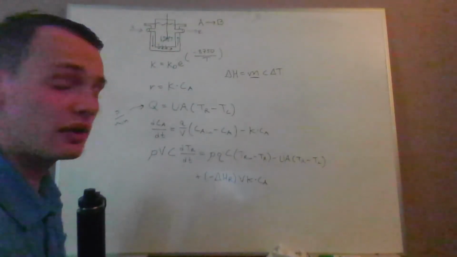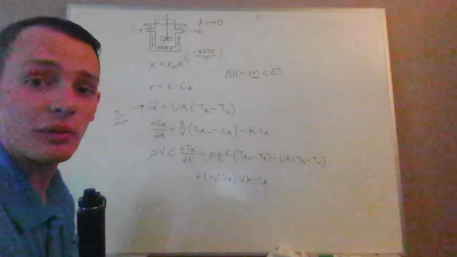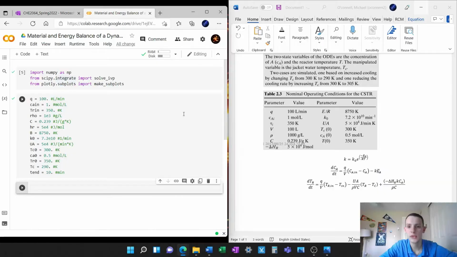So I think what we have here is good, and I would say that we're ready to code this in Python. So let's get started. I've already done what I need up here for my imports, and then I have all of the values that we were given in this table 2.3. The other important thing to note is that, as you can imagine, we're going to use scipy.integrate. We're going to use solve_ivp because we are solving differential equations simultaneously.